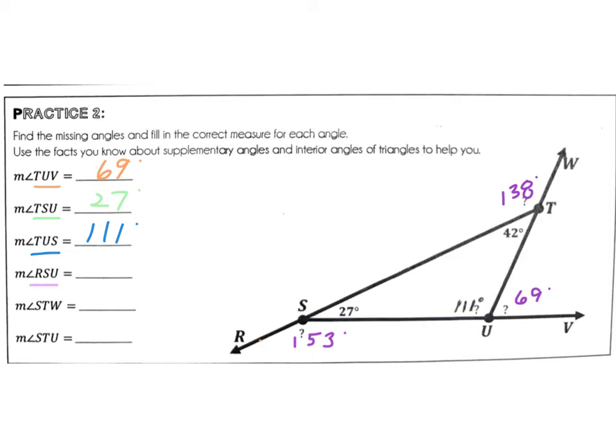Next up is RSU. R to S to U is referring to 153 degrees. Okay, STW, S to T out to W is right there, 138 degrees. And finally, STU, S to T down to U, that's right there, referring to 42 degrees. Okay, so connecting the dots is super helpful.